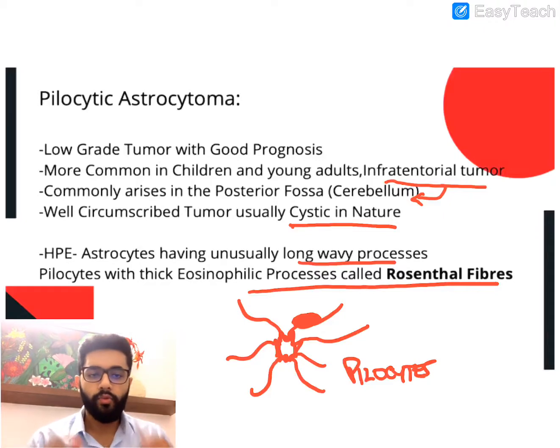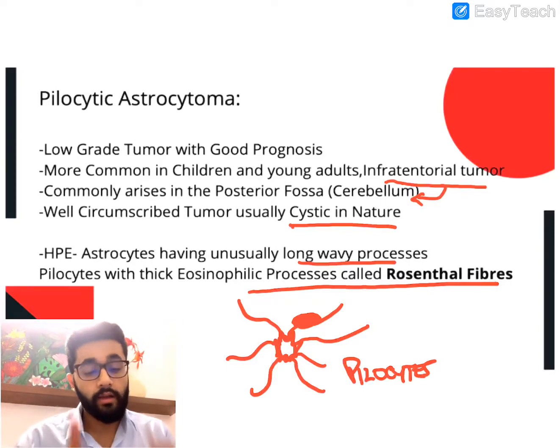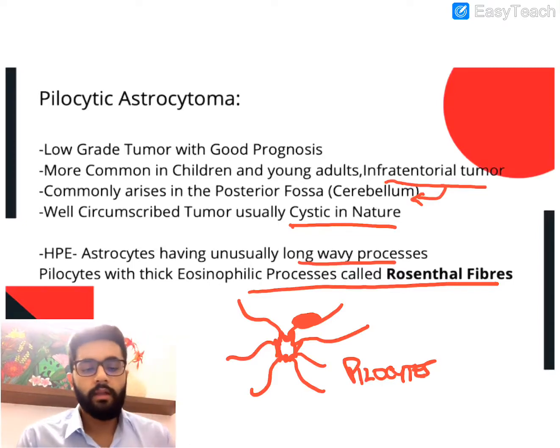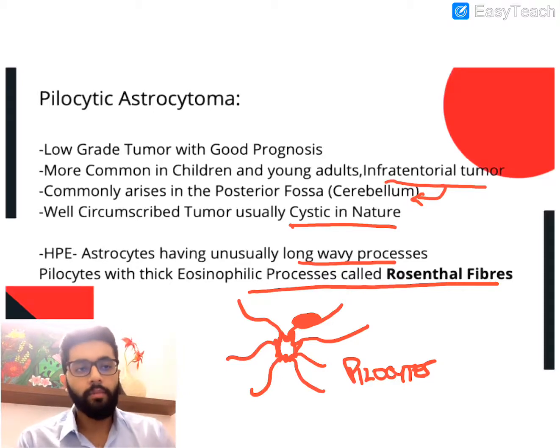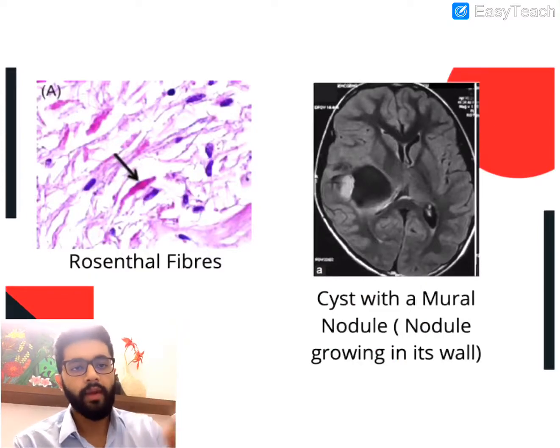So what are the 2 things you remember for HPE of pilocytic astrocytoma? The first thing is that the astrocytes develop long wavy processes and are hence called pilocytes. And the second thing is some of these pilocytes get thickened to form a thickened eosinophilic or pink process called the Rosenthal fiber. Now we'll look at the photos, so it's engraved in your mind for good.